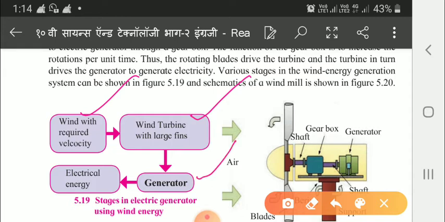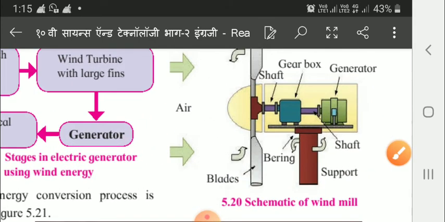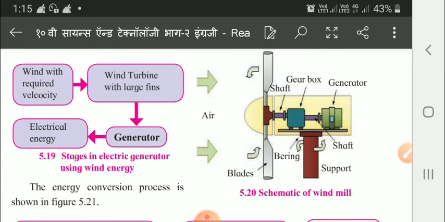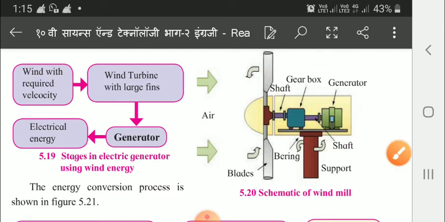Now here we can see in this diagram, children, I'll show you this. You can see here these are the blades, and here the gearbox is there, green color. Then this is the generator, and this is the shaft. Here we can see the shaft. These are the supports. So these are the bearings here, with the help of which it can move easily. So it is the schematic of the windmill.